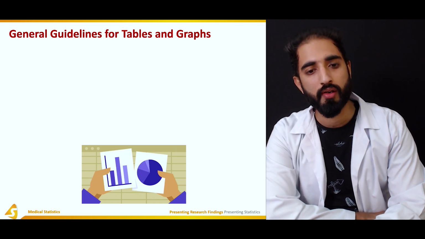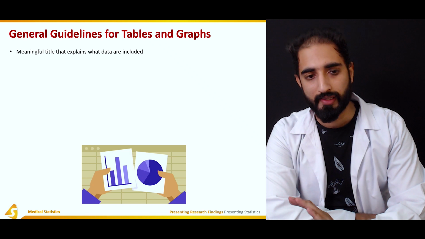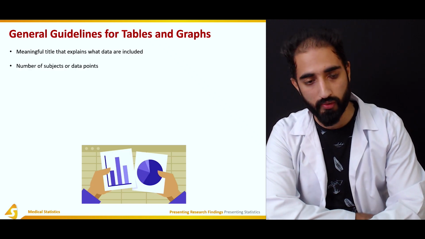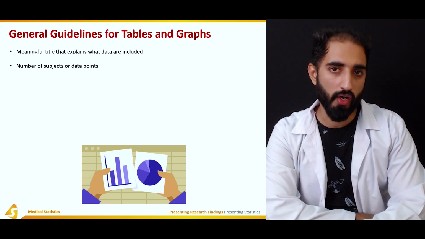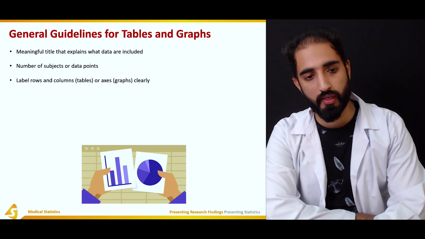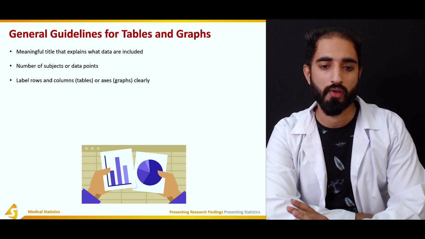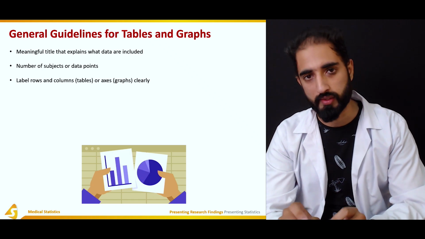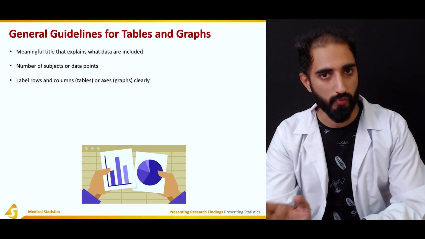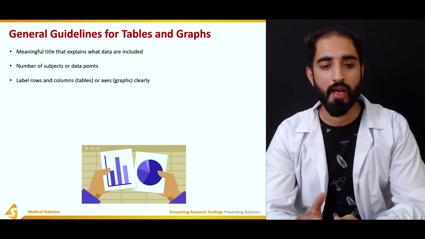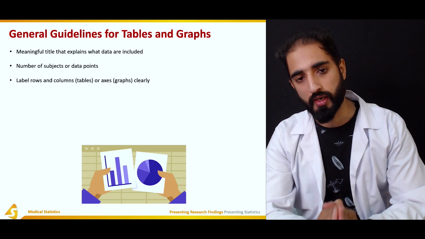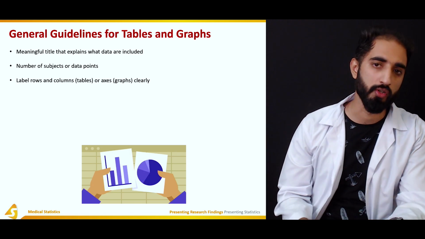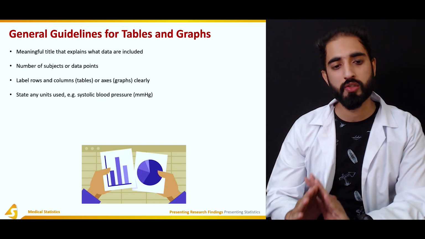Now, what are the general guidelines for tables and graphs? There should be a meaningful title that explains what data is included, so it should stand alone. The number of subjects or data points, the total number, should be mentioned. Label rows and columns: mention which variable is present in the rows and which in the columns. If you're talking about graphs, mention which variable is on the x-axis and which is on the y-axis. State any units used.